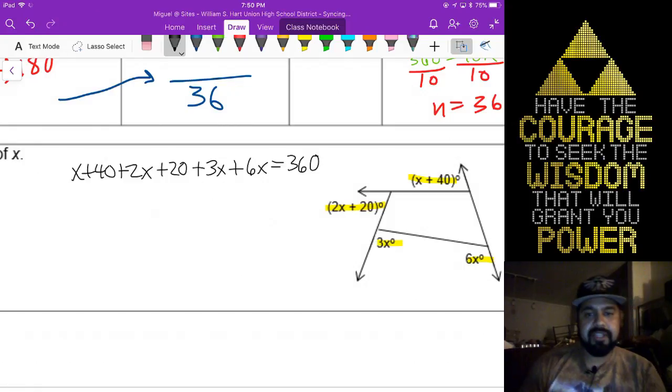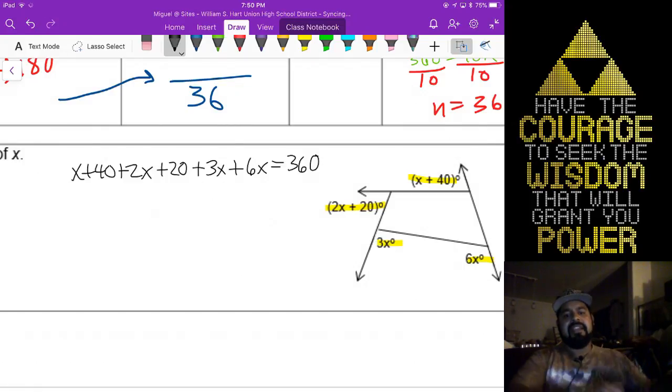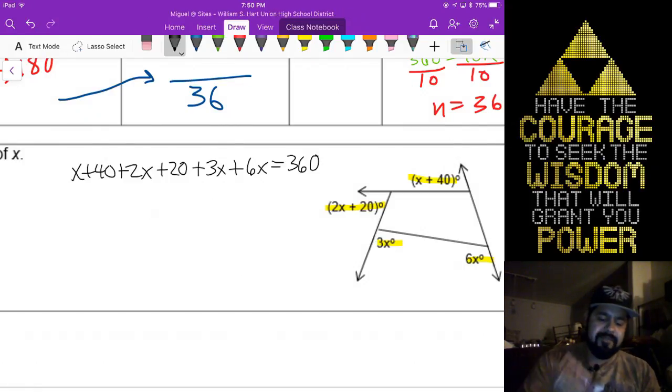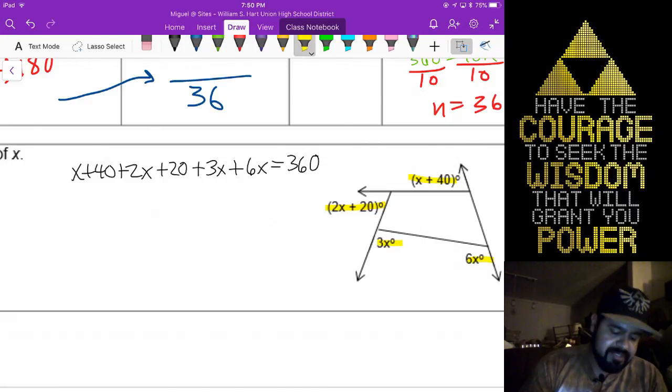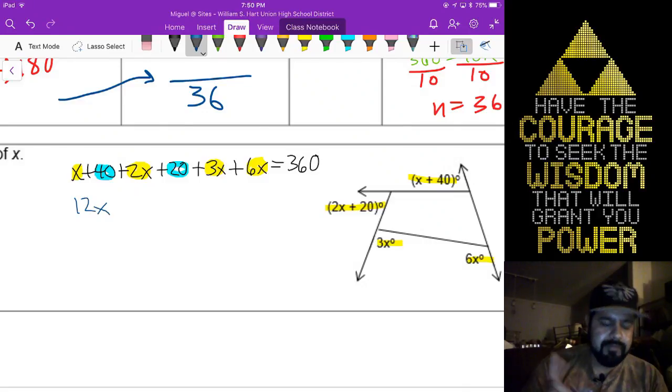So Kasher, we're going to go back to Algebra 1, and we're going to go ahead and combine the like terms. So we have x, 2x, 3x, and 6x. We also have the 40 and the 20. So that is 9, 10, 11, 12x. And then we have 40 plus 20, which is 60.